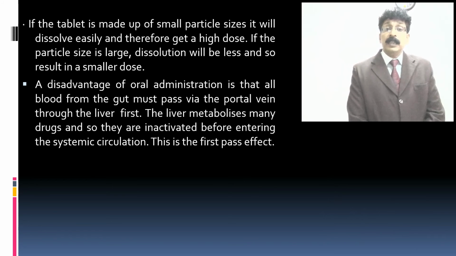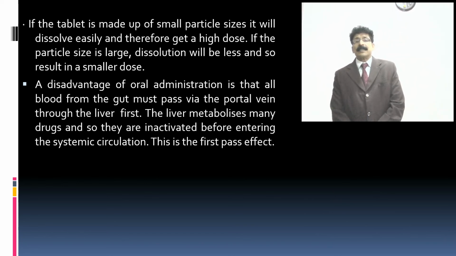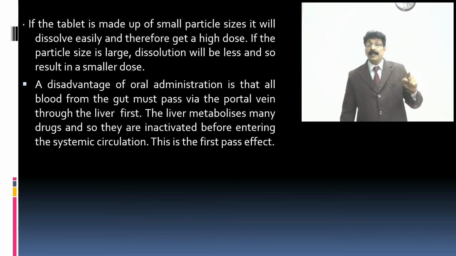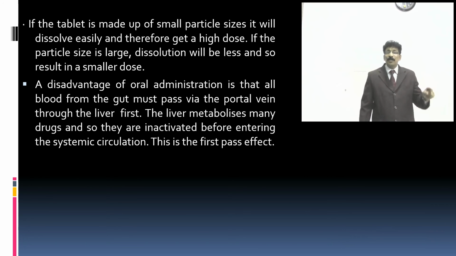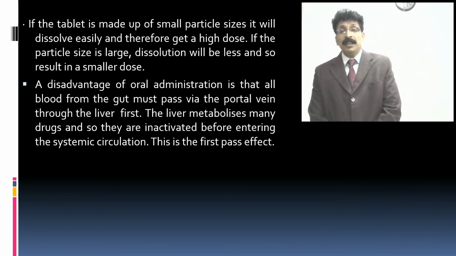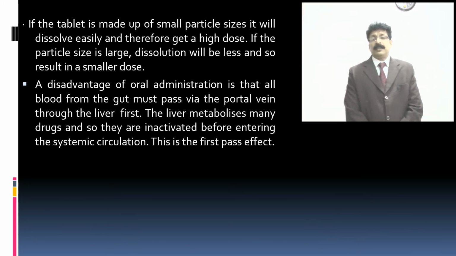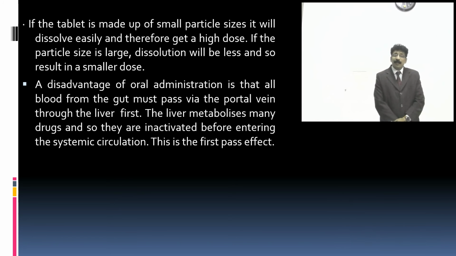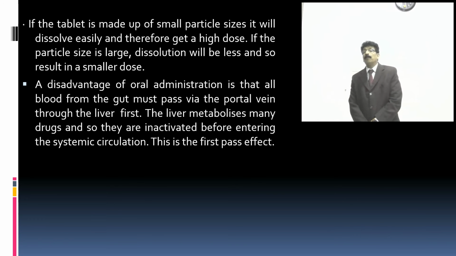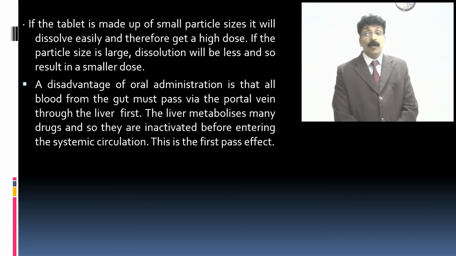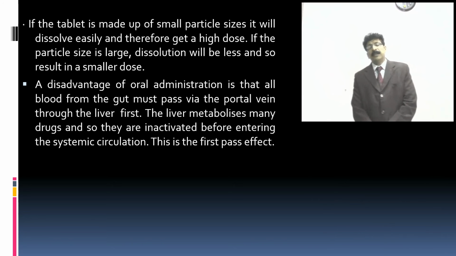The liver metabolizes many drugs, so they are inactivated before entering the systemic circulation. So there is loss of drug due to the first pass effect, which occurs as the drug enters the liver. This is called first pass effect. That's why when you are taking drugs by the oral route, the loss of drug is more through first pass effect. So the dose given by the oral route will be more than the dose given by the parenteral route.